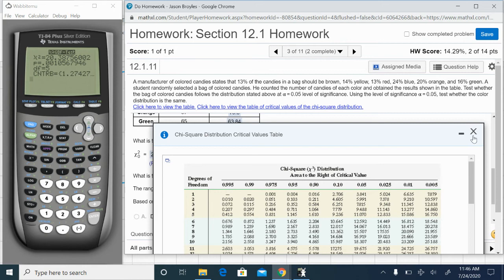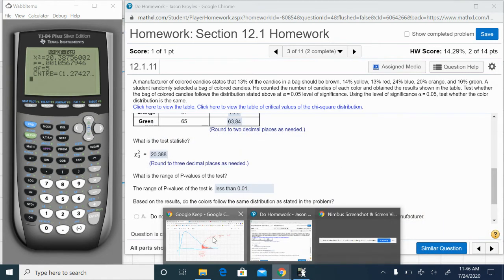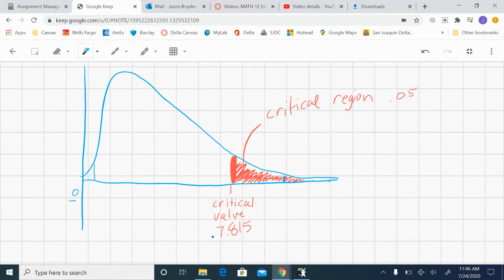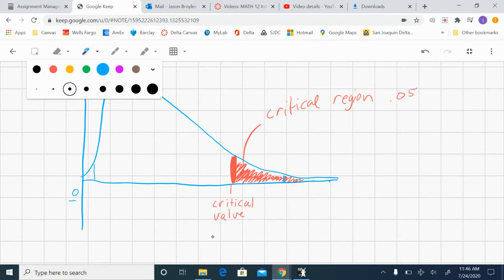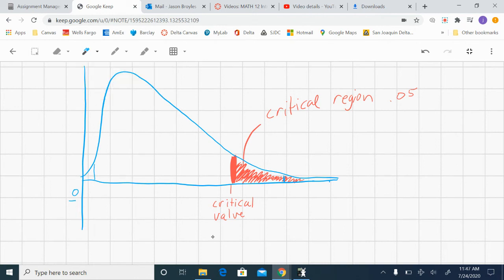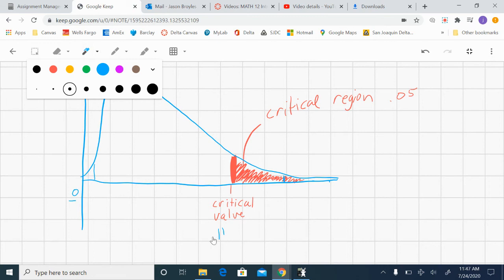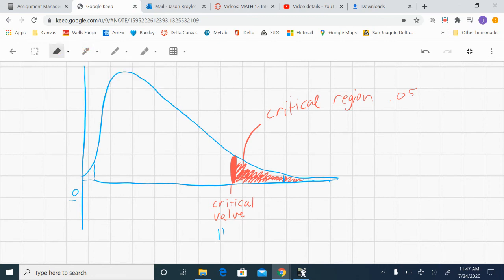Okay, so let's go back to our picture then. And over here, now we have this new critical value. So I'm going to do this as red. Our critical value would be 11.070. That's our critical value. Our test statistic is 20.